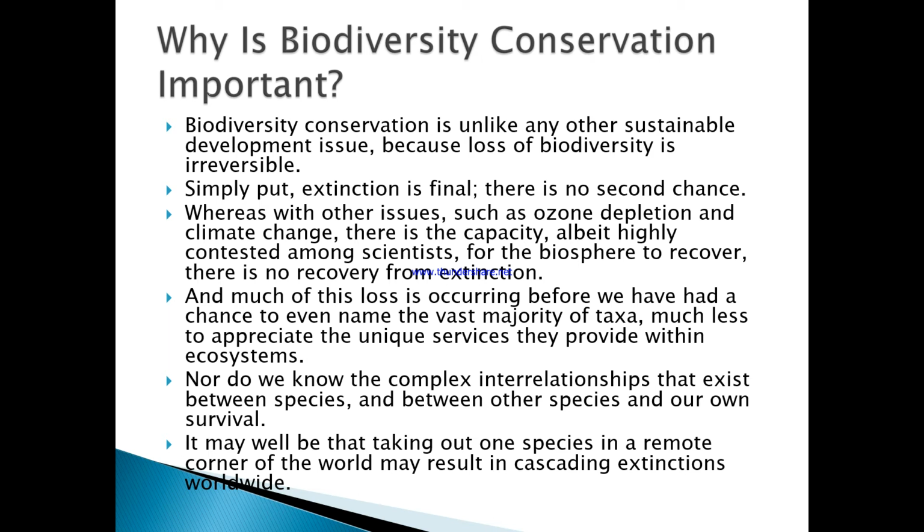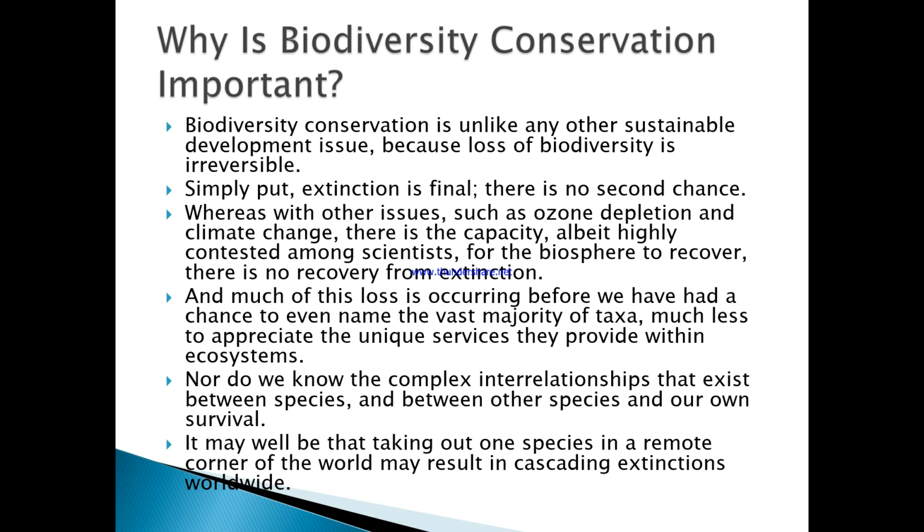So then, why is biodiversity conservation important? Biodiversity conservation is unlike any other sustainable development issue because loss of biodiversity is irreversible. Once you disturb the biodiversity of a particular area, it cannot be revived back. It cannot be recycled. Okay? Simply put, extinction is final. There is no second chance.